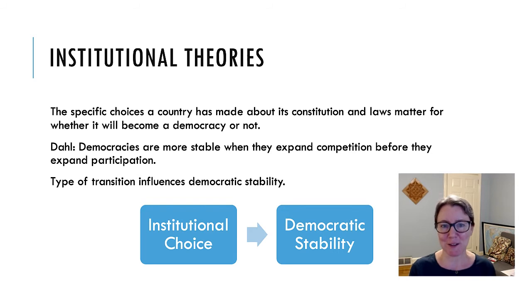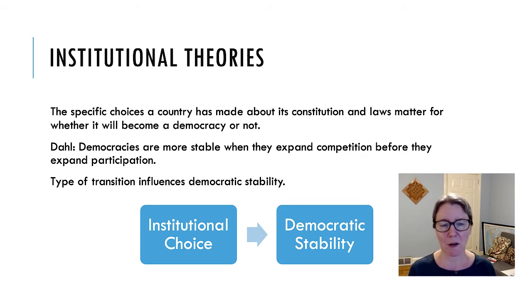Institutional theories of democratization focus on institutions, unsurprisingly. They argue that the specific choices a country has made about its constitution and laws matter for whether it will become a democracy or not. Robert Dahl's polyarchy is a good example of this type of theory. He argues that democracies are more stable when they expand competition before they expand participation. In other words, when they have a parliament for the elite before they expand voting rights, as was the case in the UK and the United States.